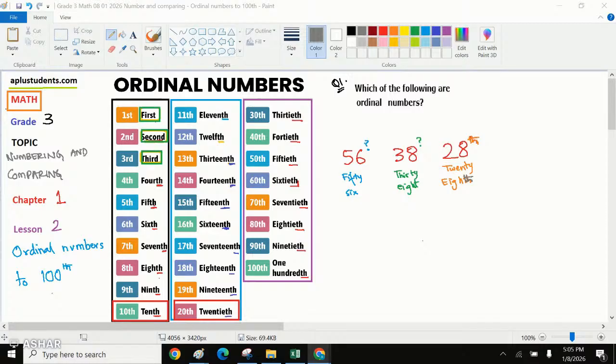So which of the numbers is an ordinal number? 56, 38, or 28? We know the rule that the number which has a suffix on it, that means 28th, is the ordinal number. Ordinal number is just the way of writing numbers, right? So this is the representation of numbers. Okay. Thank you.